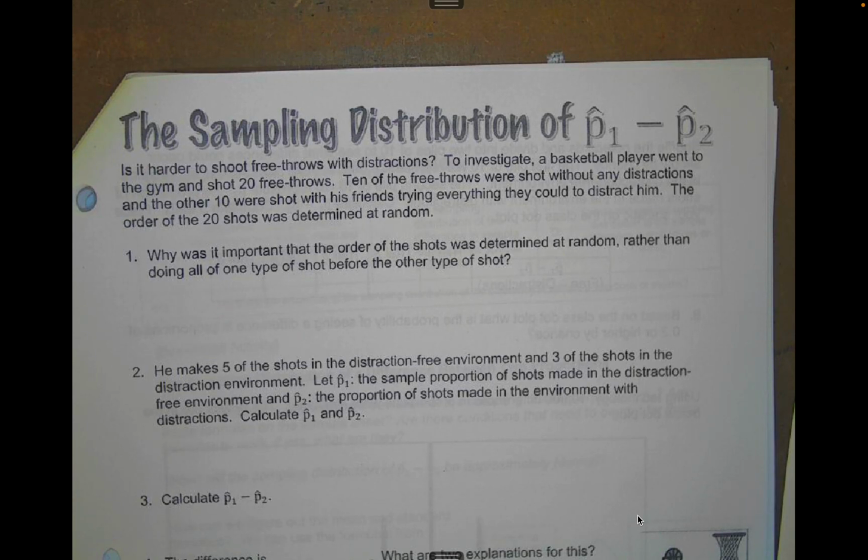So the question here is, is it harder to shoot free throws with distractions? To investigate, a basketball player went to the gym and shot 20 free throws. 10 of the free throws were shot without any distractions, and the other 10 were shot with his friends trying everything they could to distract him. The order of the 20 shots was determined at random. So that means they randomly decided, as he was about to make a shot, whether they were going to distract him or not. All right, go ahead and answer number 1.